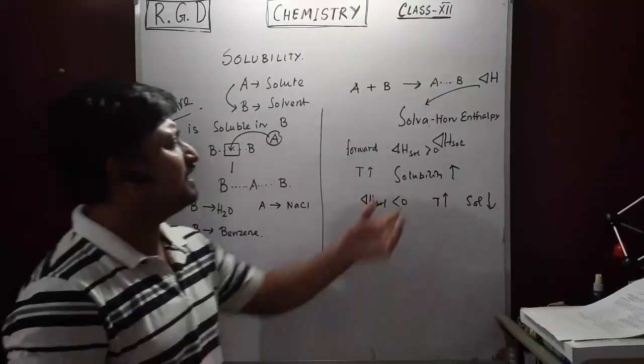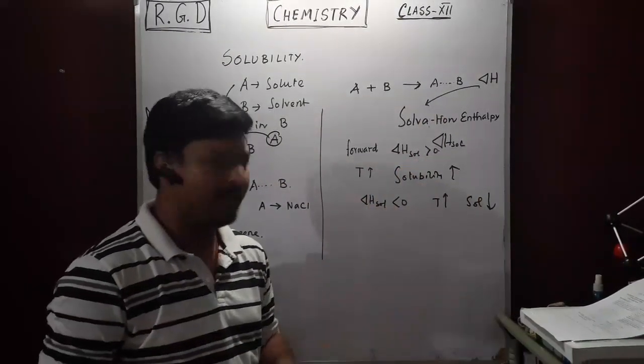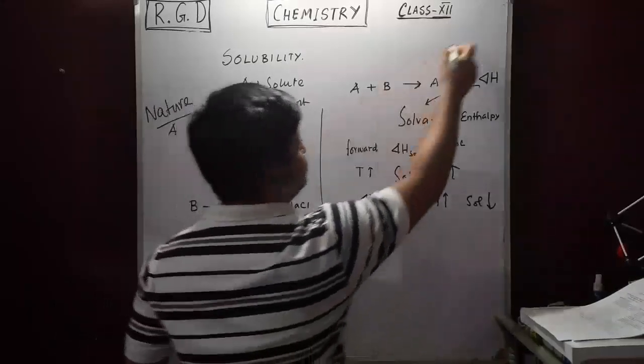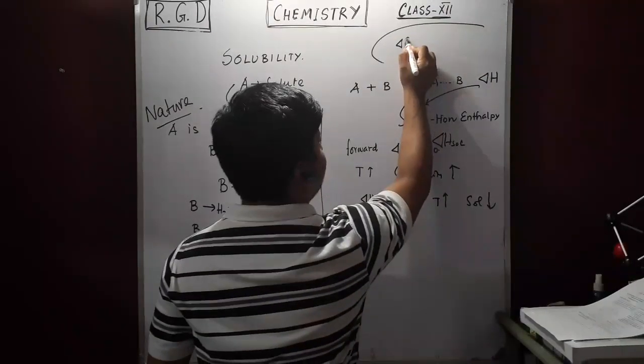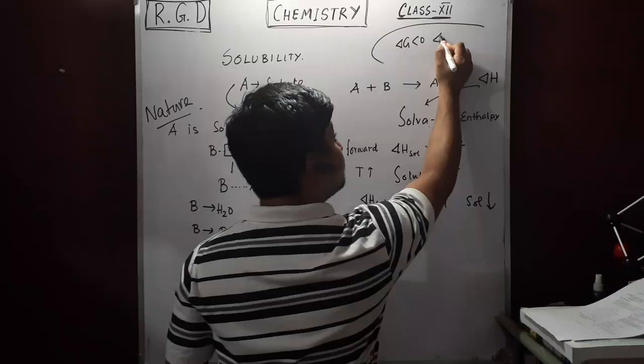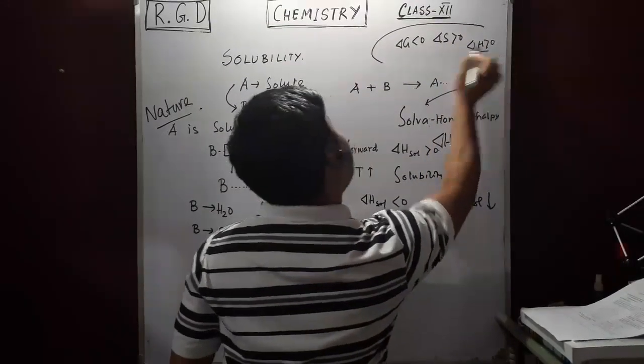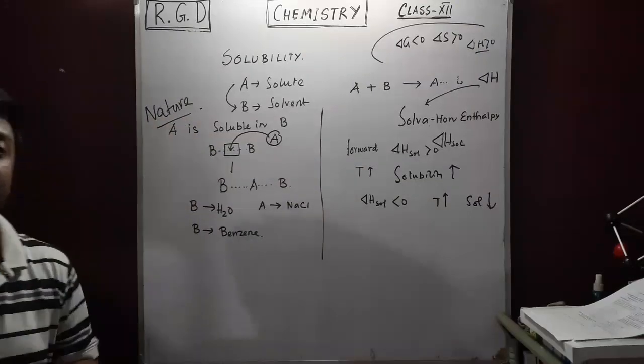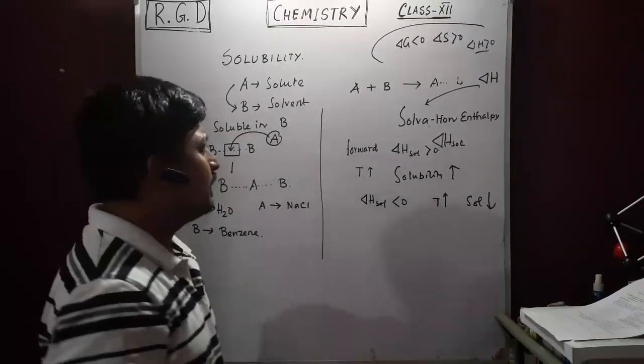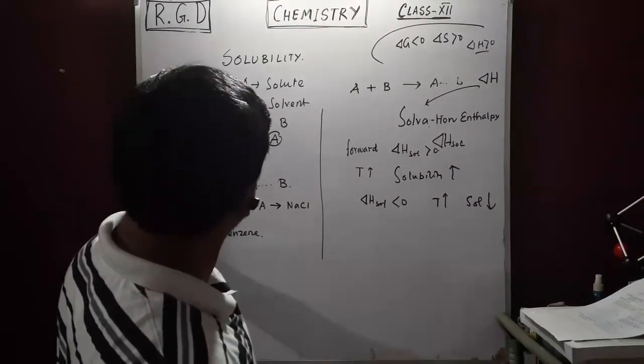So basically, this is nothing but the thermodynamic criteria. Let's brush up just once. Spontaneity: delta G less than 0, delta S greater than 0, and delta H greater than 0. These are the conditions of spontaneity of any thermodynamic process. Okay, now this is the nature.